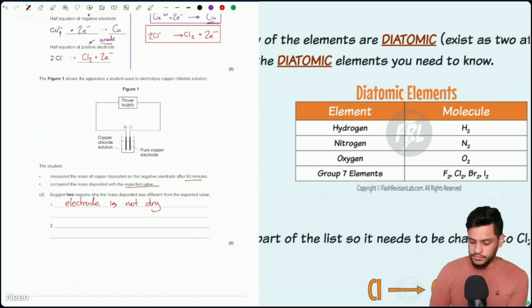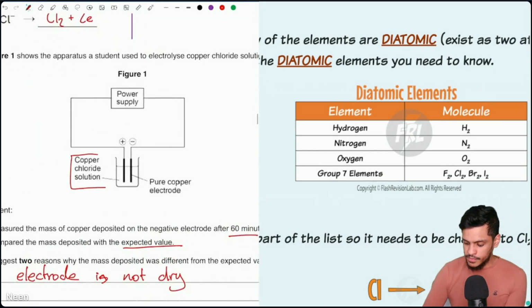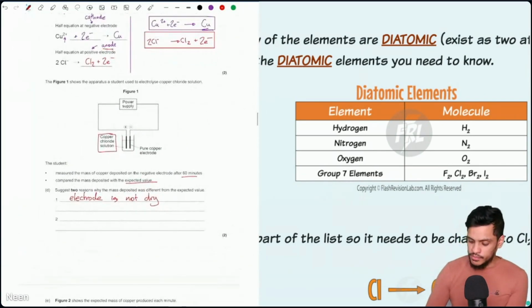Another thing you could say, so another reason why the mass could be different is, anyone got anything? No, no one's got anything. You could say that there's impurities maybe. So the copper chloride solution might not be purely copper chloride. It could be something else as well. So you could say copper chloride is not pure.